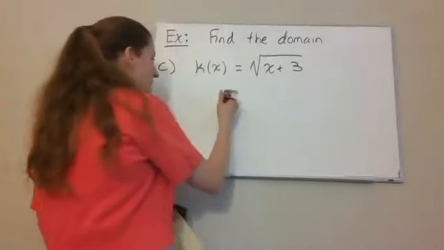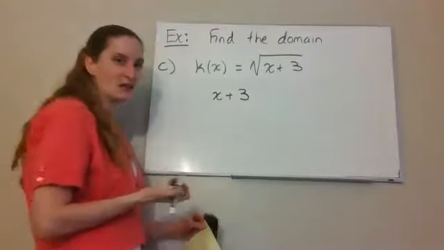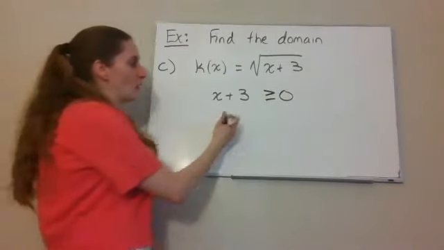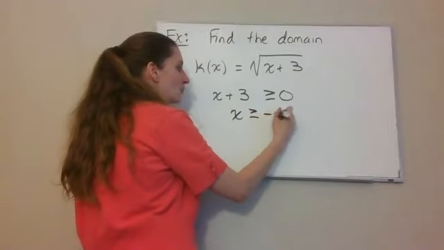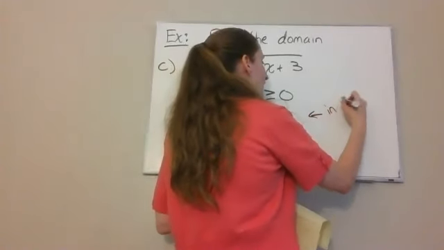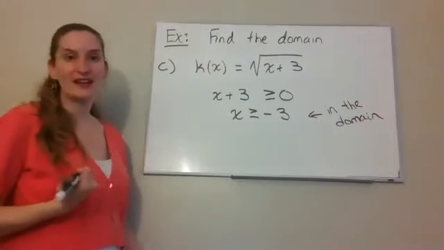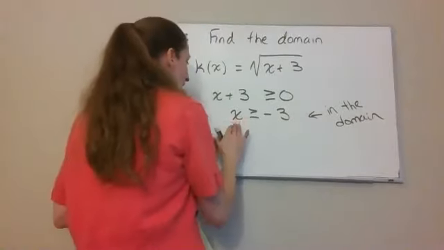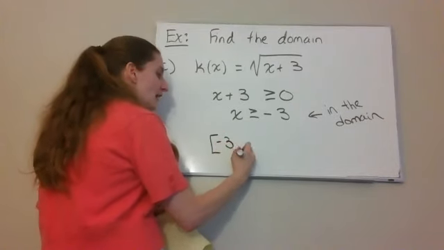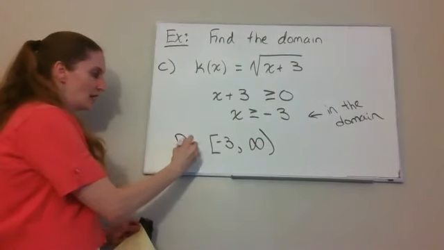So to find my domain, I know that I want all of that stuff under my square root to not be negative. So I want x plus 3 to be greater than or equal to 0. When I solve this inequality, I get x is greater than or equal to -3. This tells me that all of these values are in the domain. Those are the values that give me something underneath my square root that I can actually evaluate. So x is greater than or equal to -3. That means the smallest value for x is -3, and it's all of the numbers bigger than that, so all the way up to infinity. That is my domain.